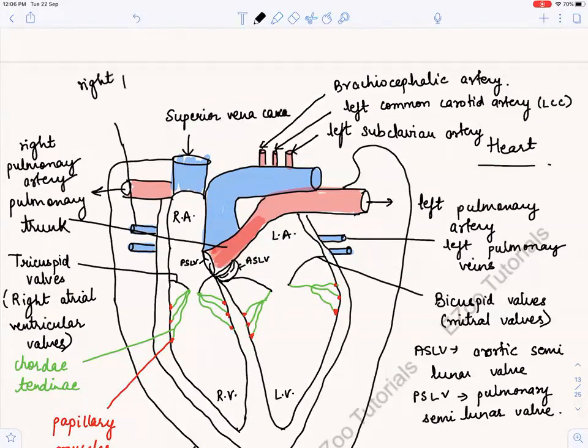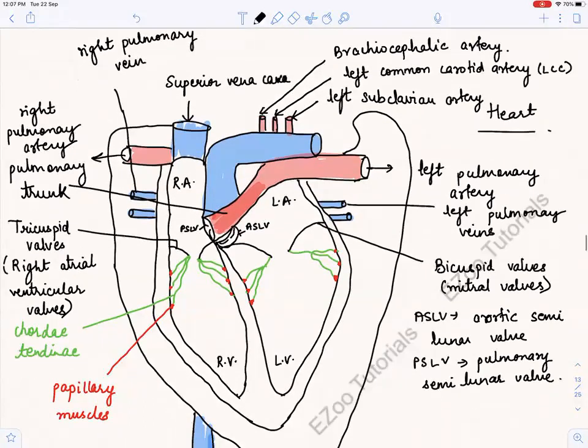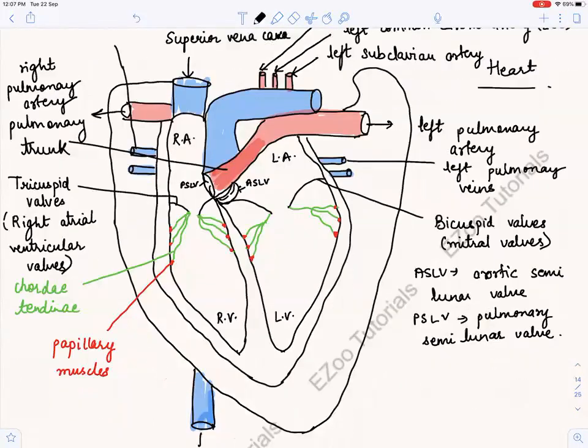Pulmonary vein, right? I hope you are drawing with me. It's a very interesting structure that we are drawing. Now let us see something about the other things that we have drawn.